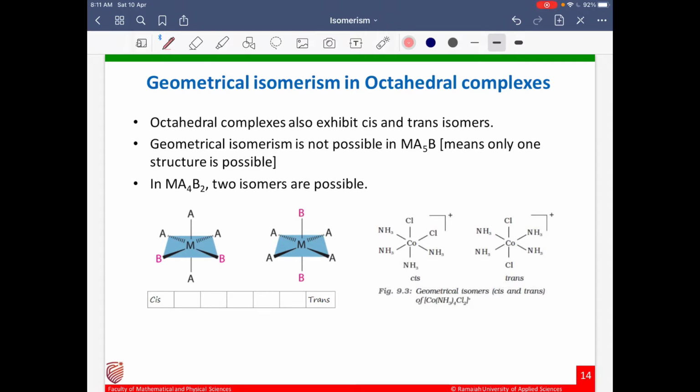Here we can see identical groups are across from each other, trans, and here they are adjacent, so cis. So in an Ma4b2 complex, two isomers are possible, cis and trans. One example is given here: geometrical isomers cis and trans of Co(NH3)4Cl2. It is an Ma4b2 type octahedral complex. Here, the two chlorine atoms, the identical groups, are adjacent to each other, and here the identical groups are opposite to each other.